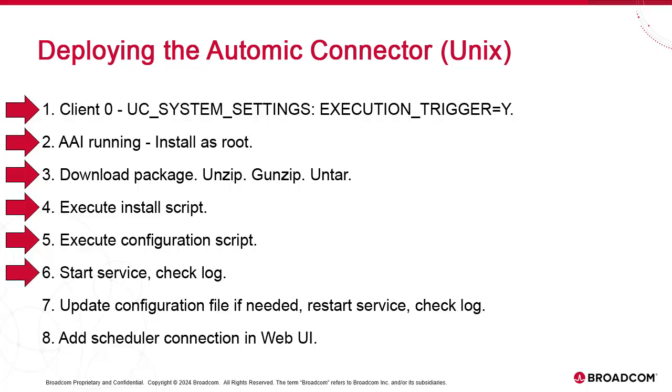Next, we use the systemctl command to start the connector. Systemctl comes with a number of options: start, stop, restart, status, and enable. Then we check the log to make sure the connector is talking to AAI. If you make a mistake during the configuration, you can update application.yaml manually. We'll show the file. Finally, we add the scheduler in the AAI web UI version 2 so that the connector is able to acquire events and definition data from Atomic Automation.